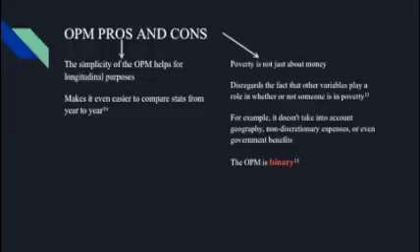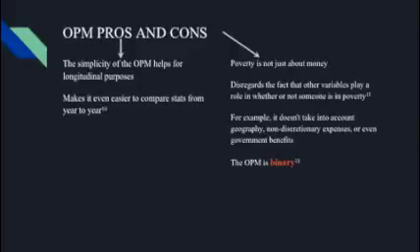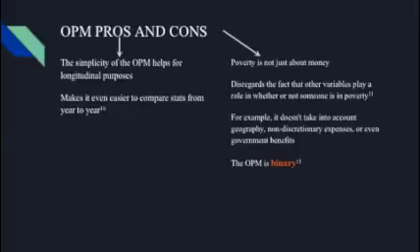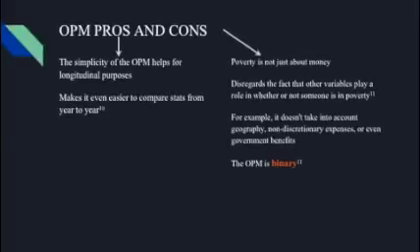The simplicity of the OPM helps for longitudinal purposes. It helps determine where individuals stand on just income levels, which thus makes it even easier to compare stats from year to year. At this point, some may argue that poverty is not just about money.